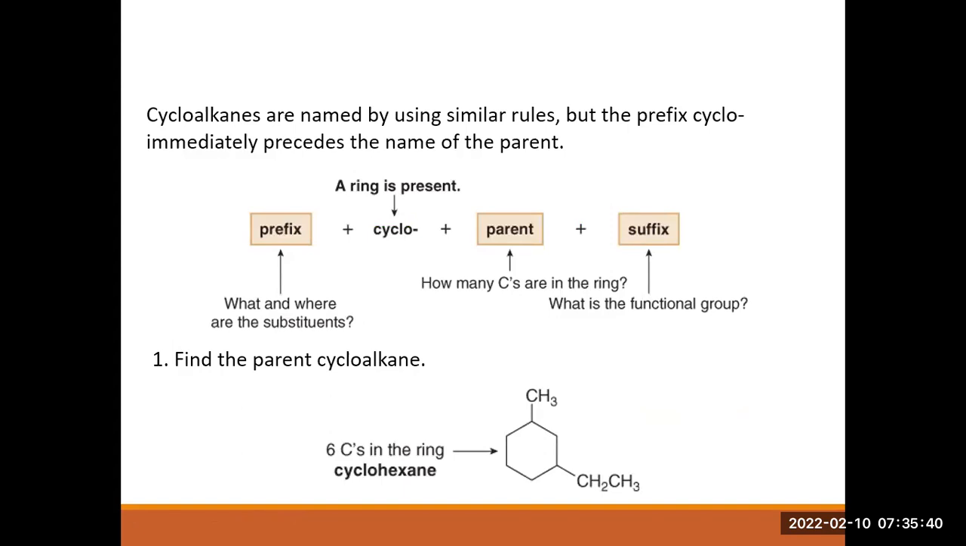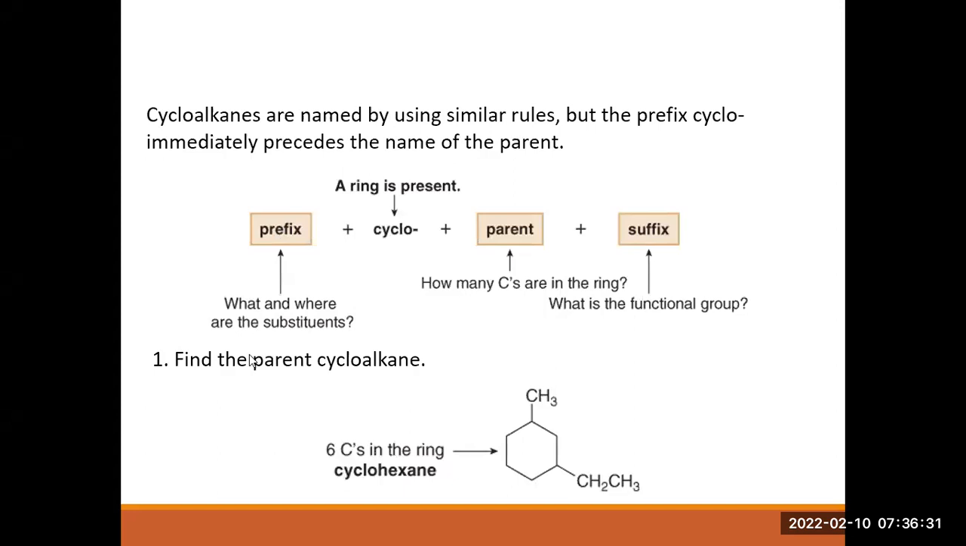But for cycloalkanes, it's different. Cycloalkanes are named by using similar rules, but the prefix cyclo immediately precedes the name of the parent. So in the previous example, for acyclic, meaning single bonded alkanes, all you have to do is, of course, get the prefix and then attach a and e. But this time, we have to carry over cyclo in naming the molecule. So again, prefix plus cyclo plus parent plus suffix.